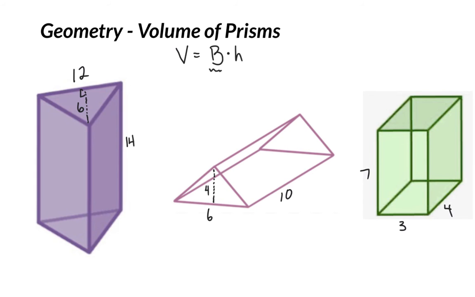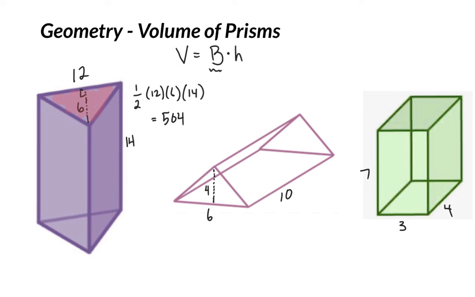Okay, so this first example that we talked about, our base is going to be this triangle. So I'm going to use my area formula for a triangle. Our area formula is going to be 1/2 the base times the height, where the height is perpendicular, that altitude. And so that's the triangle. And then we multiply that by the height of our prism. If we were to type all of that into our calculator, which would be the easiest way to do it, we would get 504.